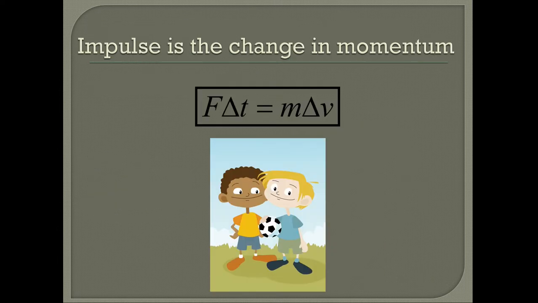Impulse is defined as the change in momentum. An impulse can be calculated as force multiplied by change in time is going to be equal to the mass multiplied by the change in velocity.